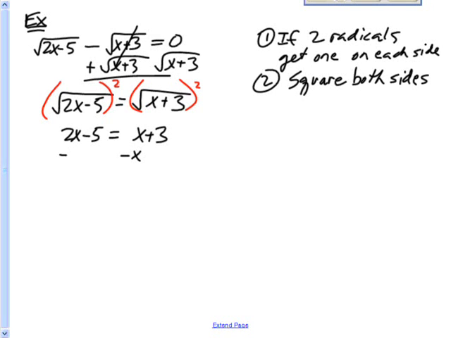So I have to combine my like terms on the one side here. So subtract x from both sides. Now I have x minus 5 equals 3. Add 5 on both sides. My answer looks like it's 8. Go ahead and check that in the original equation.